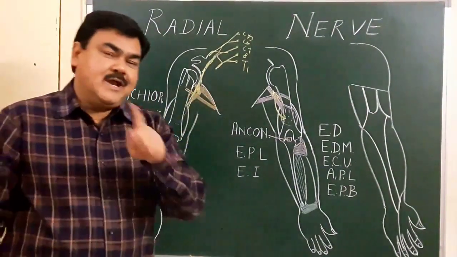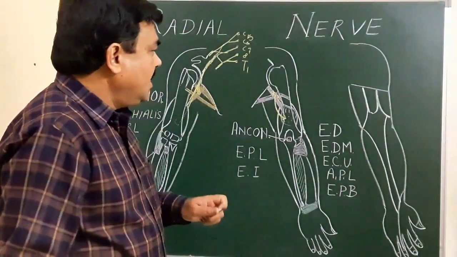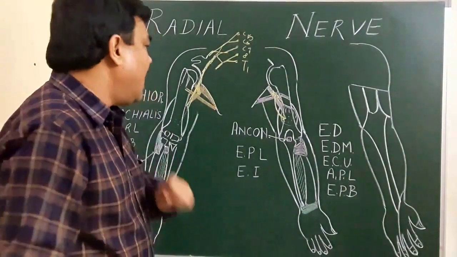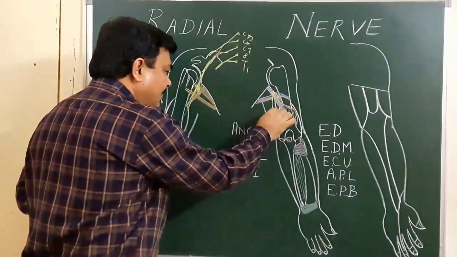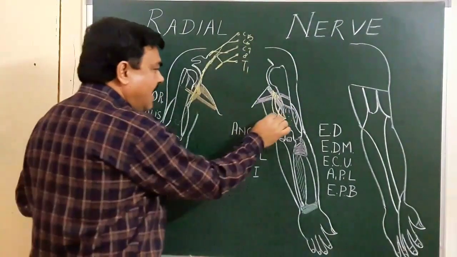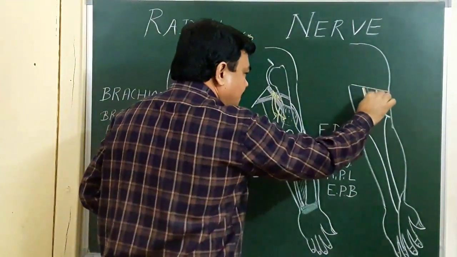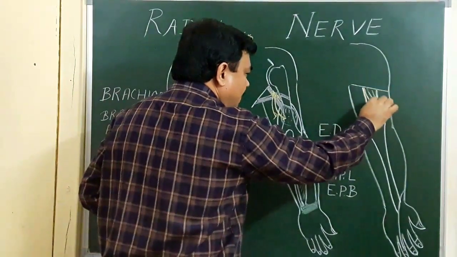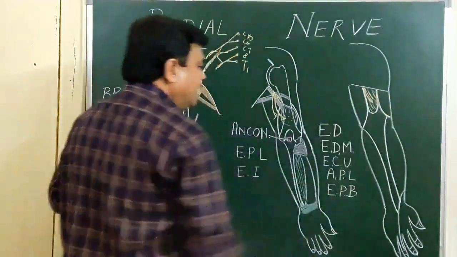And there is one cutaneous branch, the posterior cutaneous nerve of the arm. Here, this area is the area supplied by the posterior cutaneous nerve of the arm.